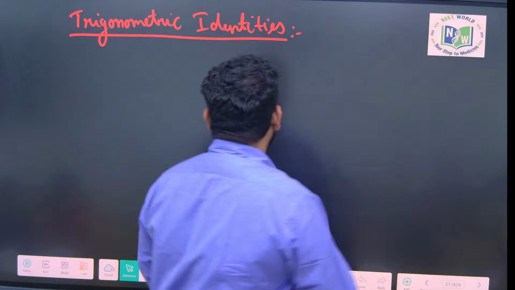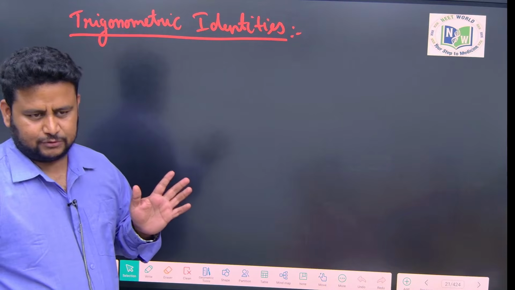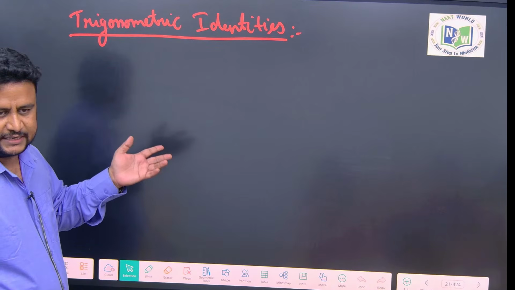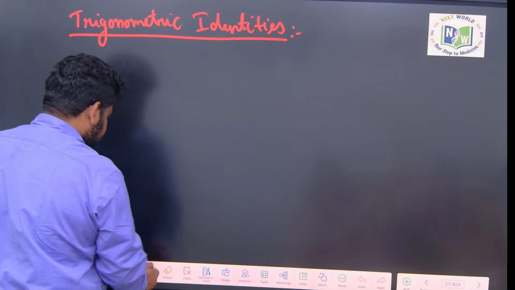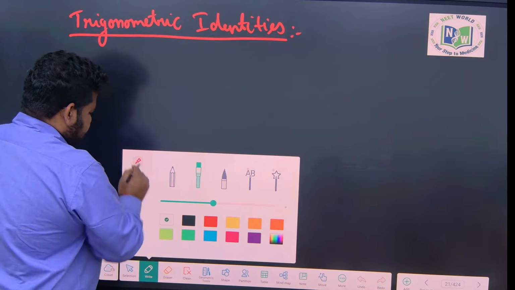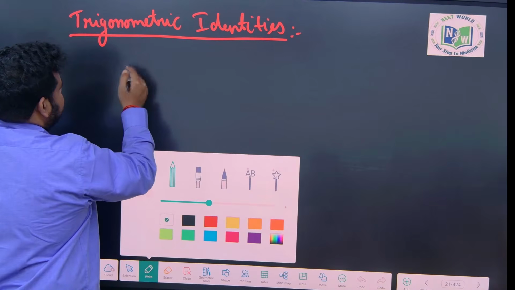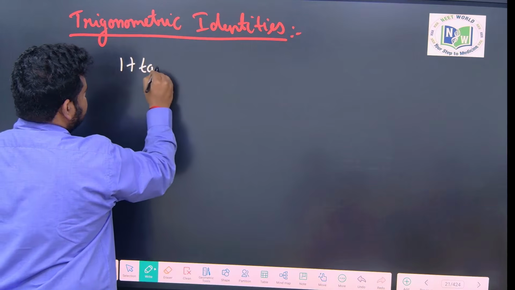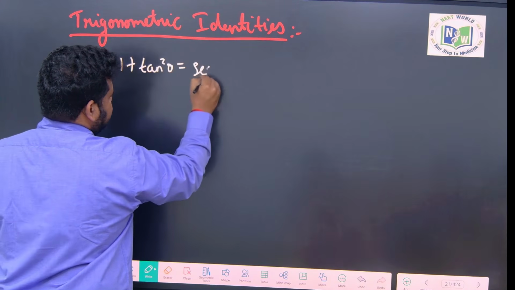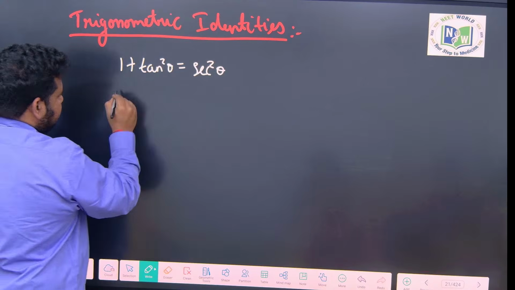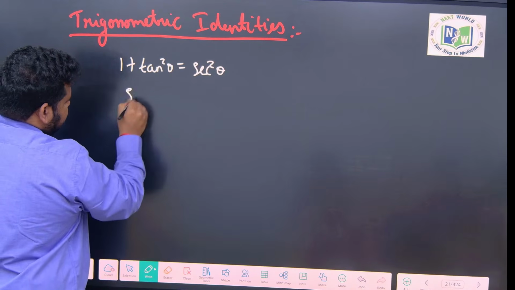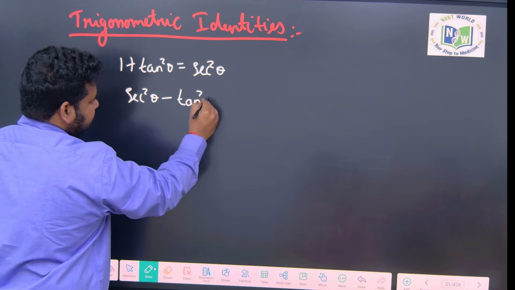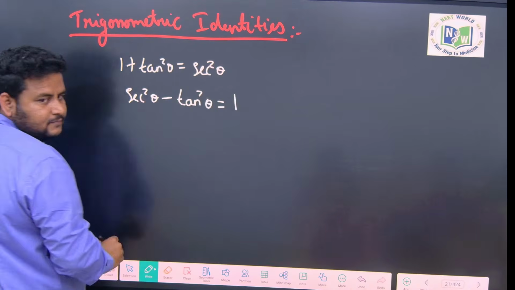Now, see here carefully, trigonometric identities I told you. We learned 3, after that we derived 2 more, correct, no? Now, certain important things you have to remember. Out of the 3 identities, one is 1 plus tan square theta is equal to secant square theta. Similarly, if I send tan square theta to that side, we will get secant square theta minus tan square theta is equal to 1.